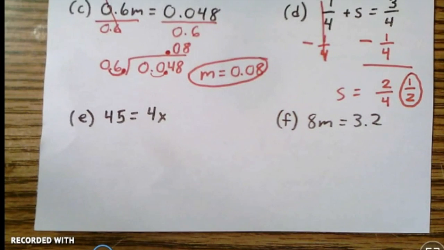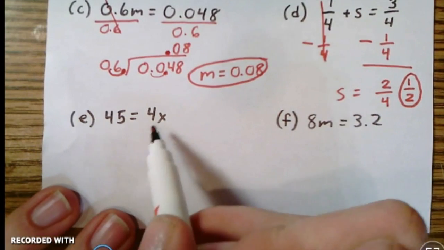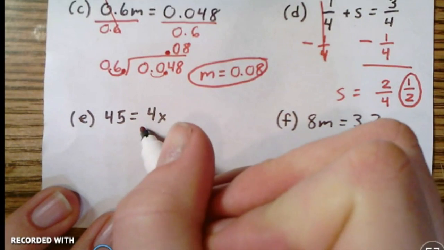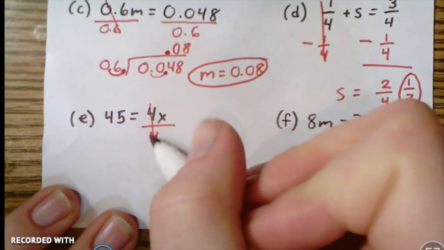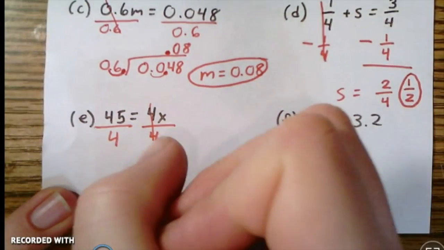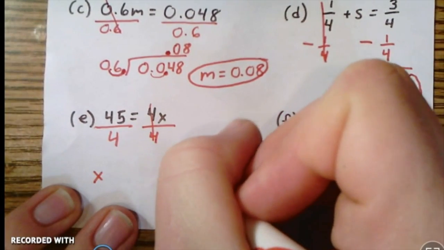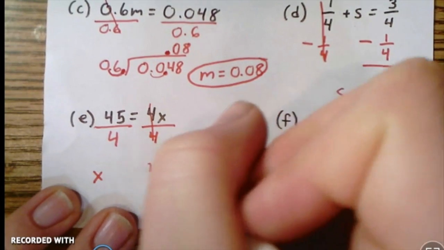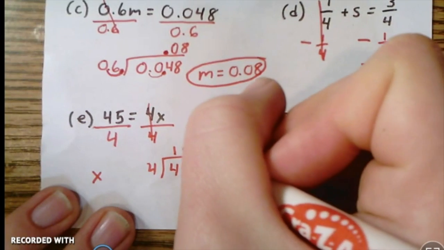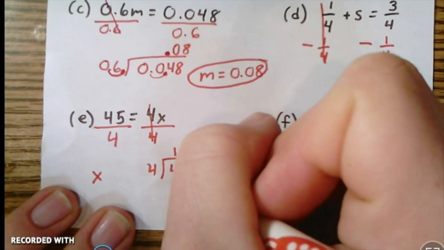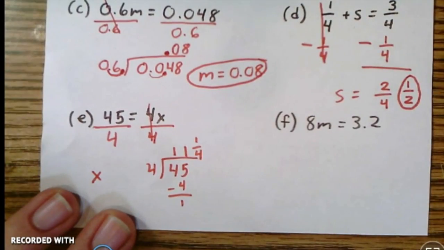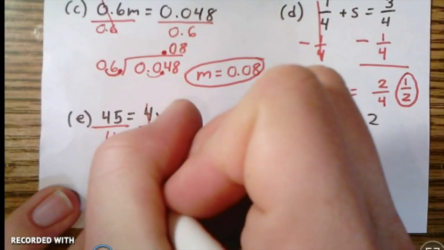E, 45 equals 4x. Find my variable, which is x. It's being multiplied. I undo multiplication with division. Whatever I do to that side, I do to this side. And so I have x equals 45 divided by 4. 4 goes into 4 once. 4 goes into 5 once. 4 times 1 is 4. Remainder of 1. So I have 11 and 1/4. x equals 11 and 1/4.